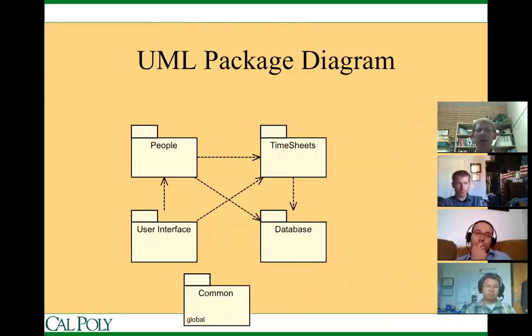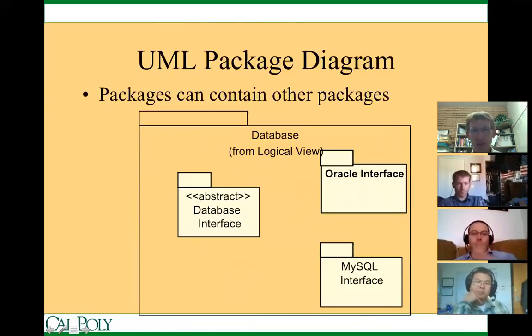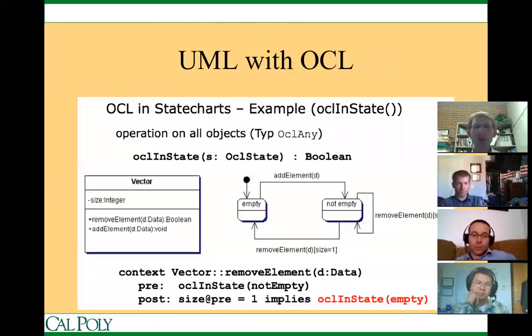And then a package diagram. These look like files or folders is the idea. And so this is how we might group the software into these different packages. And we can have packages that contain other packages. It's pretty straightforward. Okay, so those are basically the different kinds of UML diagrams.